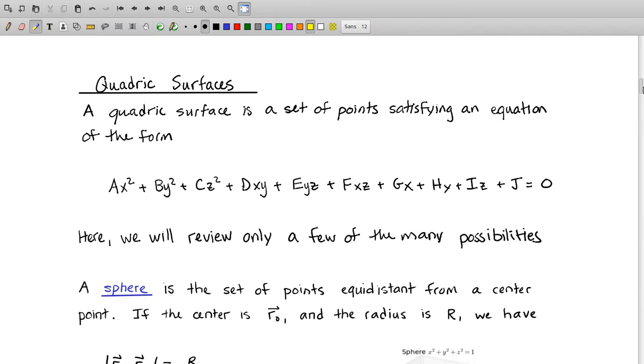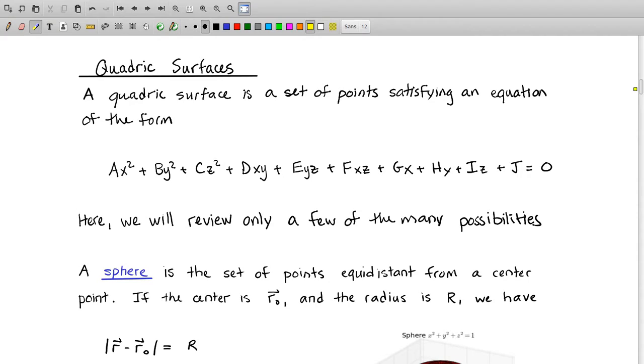Moving on, kind of briefly, to something called quadric surfaces. We already saw a few examples in the previous image, but a quadric surface is a set of points satisfying a quadratic equation involving squares, second powers of x, y, and z, products of x and y and z, x, y, and z themselves, and perhaps a constant. There's a ton of surfaces that can be described by these kinds of equations. We're just going to really briefly review some of the possibilities. This is not a heavy emphasis of the class, but I do want you to see the pictures.